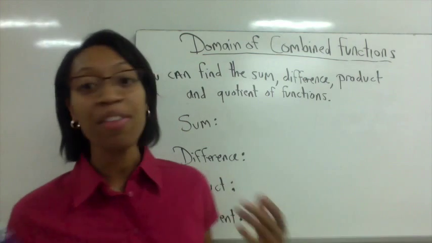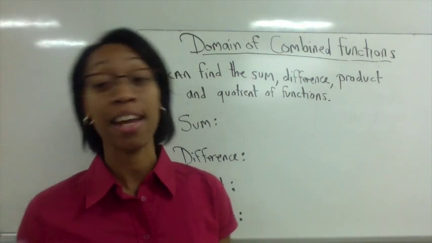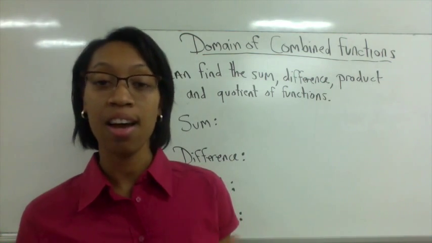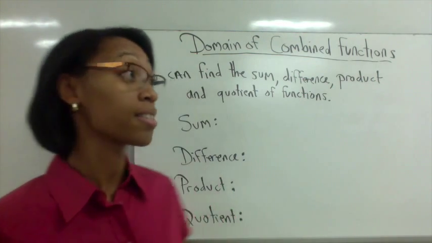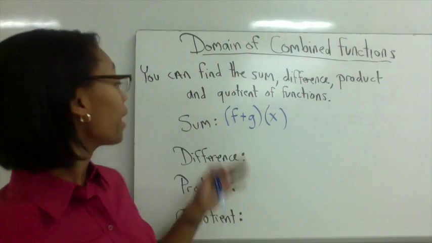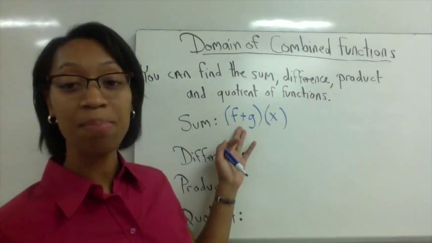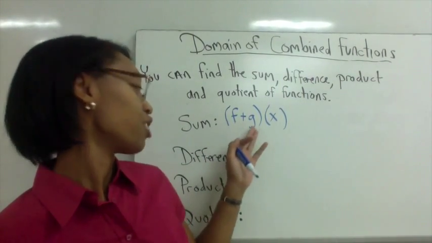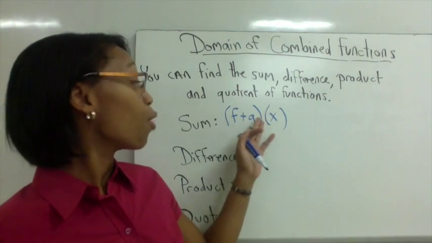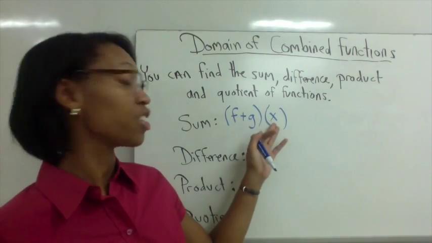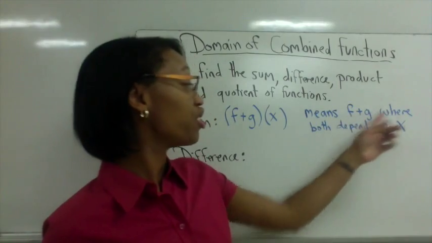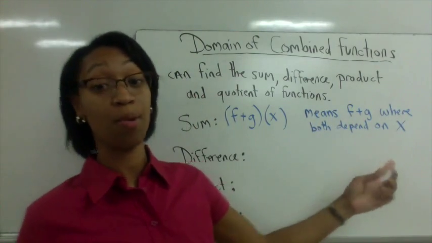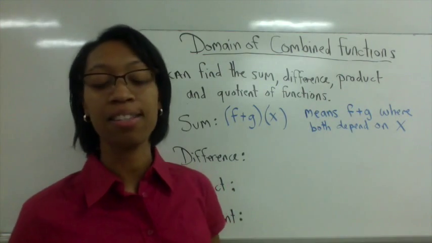So first, you can find the sum, difference, product, and quotient of functions by combining them. That looks something like this. All right, so here we have the sum. What this means is that we have f plus g, where both f and g are functions that depend on x.